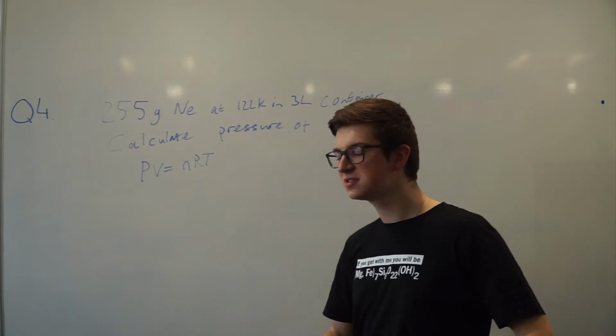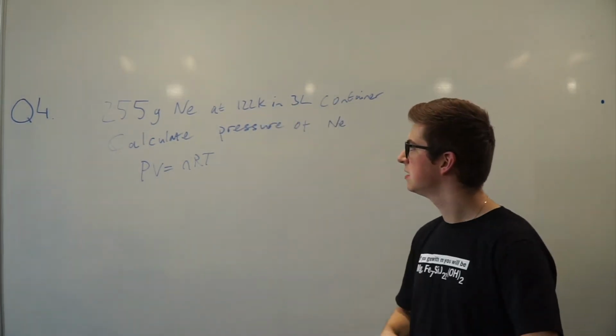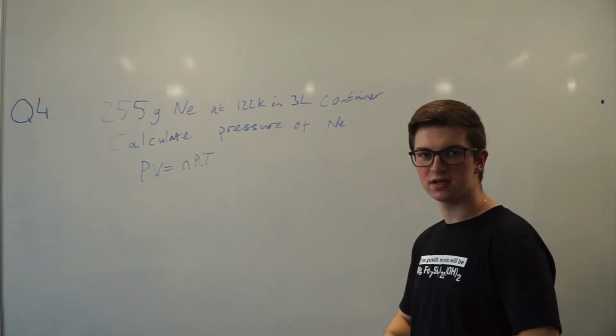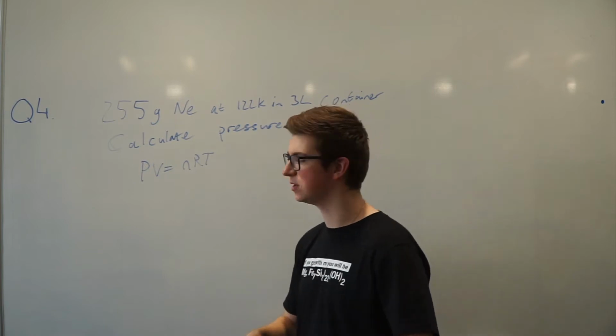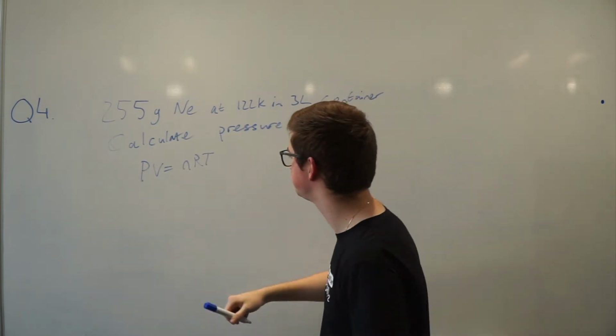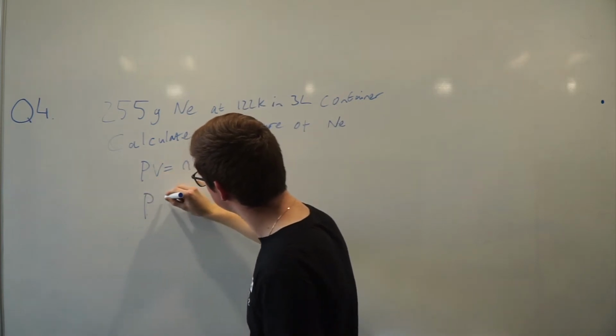What's going on, guys? Today we're going to be calculating the pressure of neon gas in a 3-litre container at 122 Kelvin. Now, we're going to be using the ideal gas equation, which is as follows. Now, we want to find pressure, so you have to make that the subject.